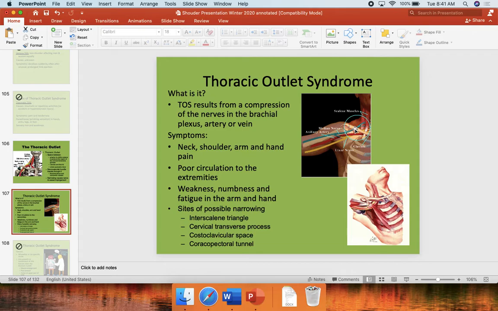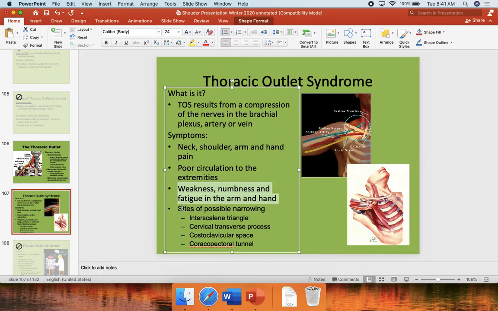Sometimes you have to position the person just correctly where it actually narrows that space and causes constriction, thereby leading to thoracic outlet syndrome. So sometimes it's when the arm is raised up. Sometimes the arm has to be raised totally up. So a few symptoms of this thoracic outlet syndrome: neck, shoulder, arm, and hand pain, poor circulation. This one's going to be a common one, especially if that subclavian artery is being constricted at all. Then weakness and numbness in the arm and hand, that's going to be more from the nerves.